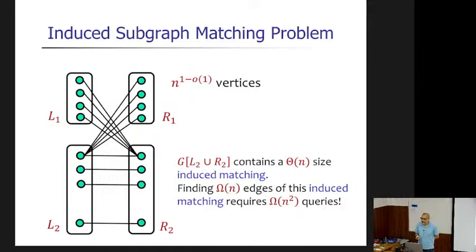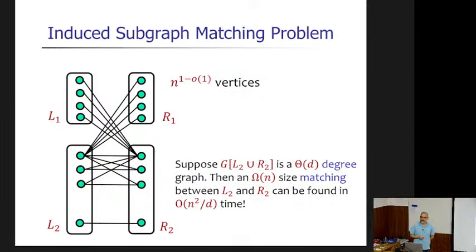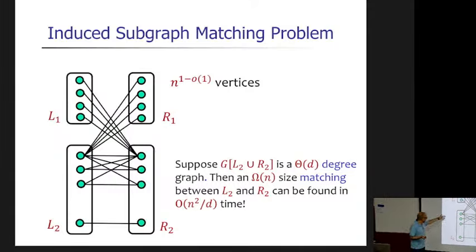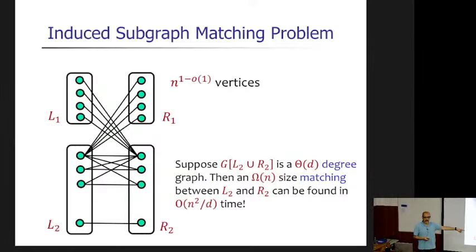But not all is lost, and there is something very hopeful here. If instead of an induced matching I told you that the L2 R2 graph is a graph of degree theta d. That is, vertices in L2 union R2 have degree theta d inside this subgraph. Then you can actually find an order 1 approximate matching in order n squared over d time.